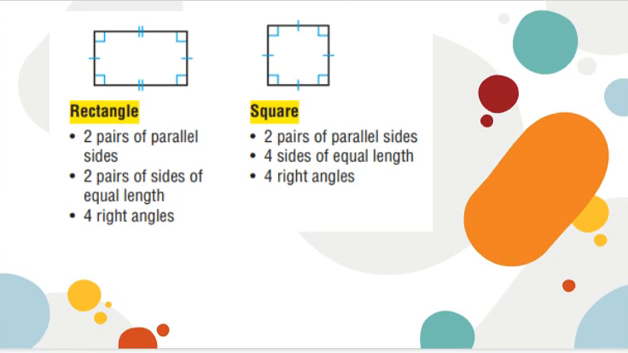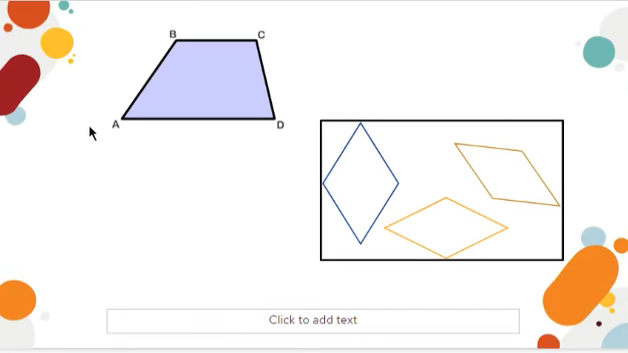Alrighty, let's do a little quick check-in. What kind of shape do we have here? Go ahead and say it aloud or keep it in your brain. What kind of shape is A, B, C, D? We know it's a quadrilateral because it has four sides, but which kind of quadrilateral is it? That's right, it is a trapezoid because it only has one pair of parallel lines, and none of them look to be the same length.